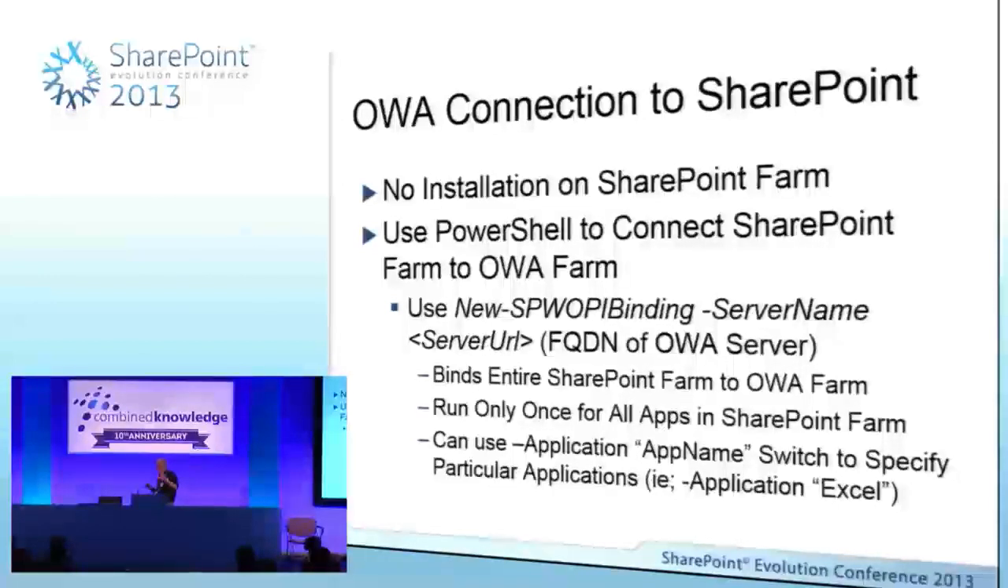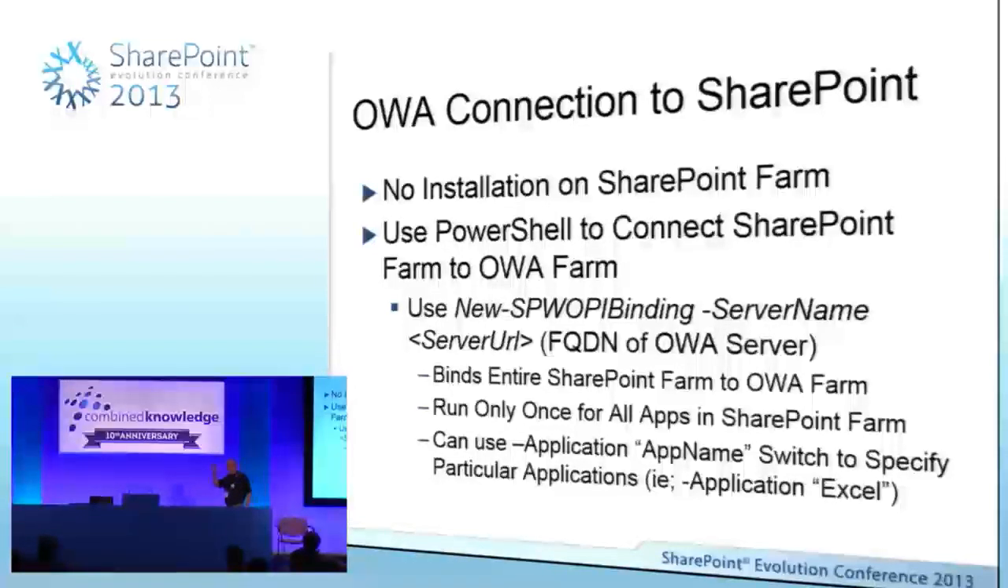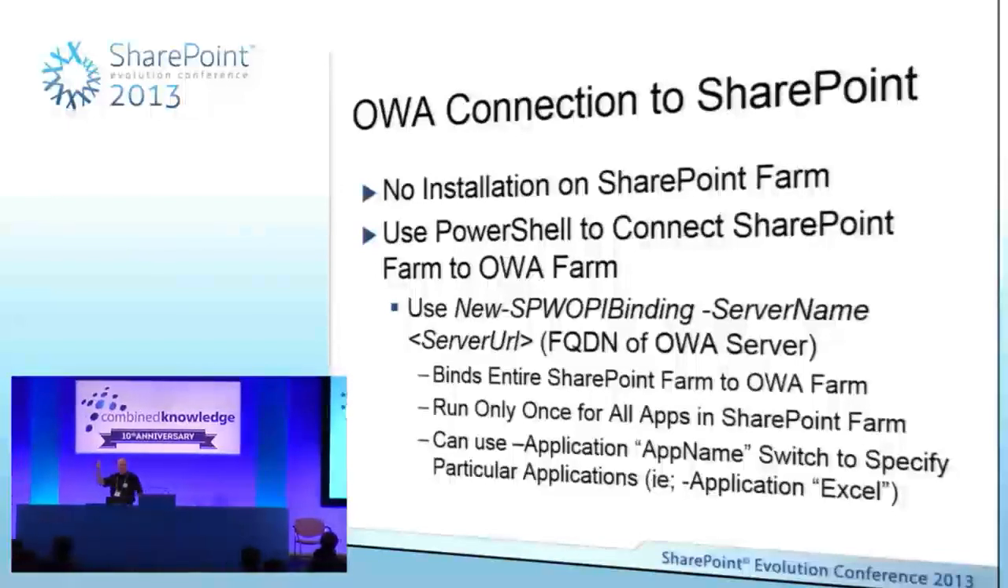So any server in that farm, any web front-end server in that farm specifically, will be able to use or communicate with the OWA farm. I only need to run it once, unless I have issues. When I run that, by the way, all four of those products are going to be available to me. I'm going to have PowerPoint, Excel, Word, and OneNote.